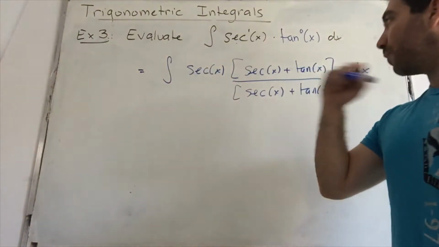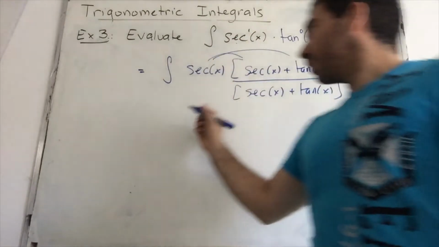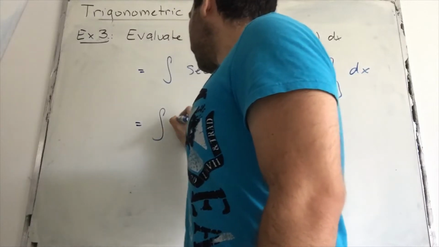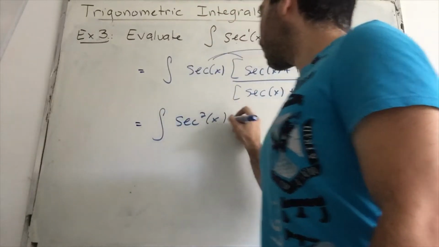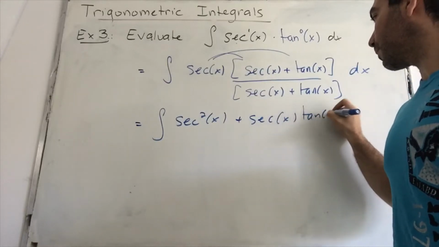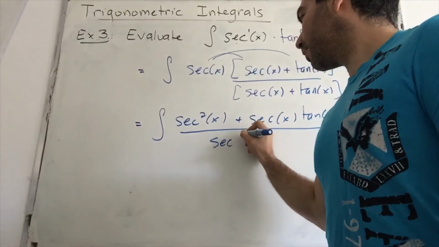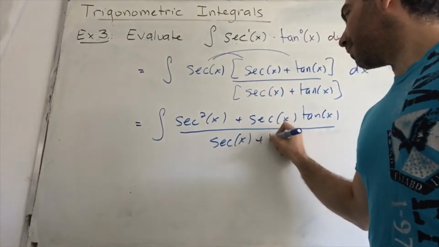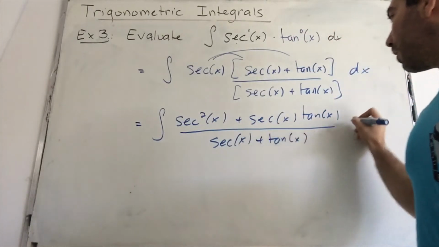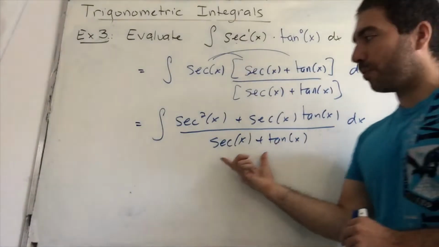And on the top, we could distribute the secant, giving us the integral of secant squared plus secant tan, all this over secant plus tan, dx. Why is this a good thing? Why does this open the door?